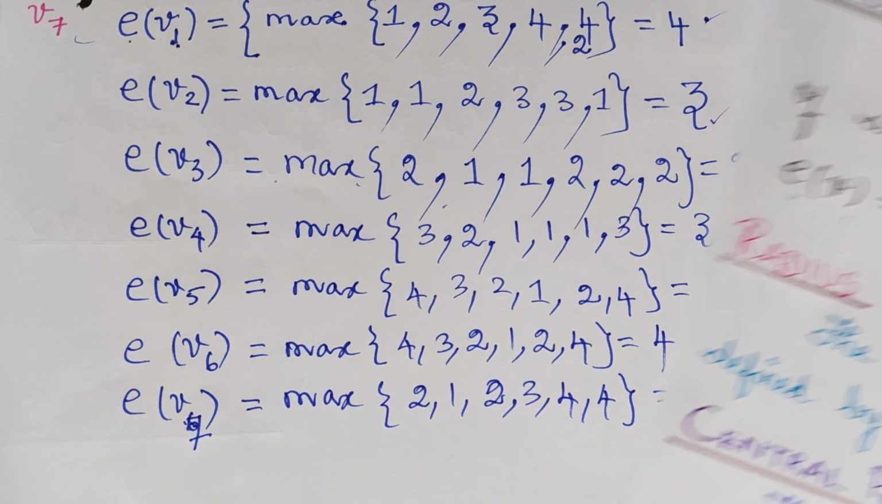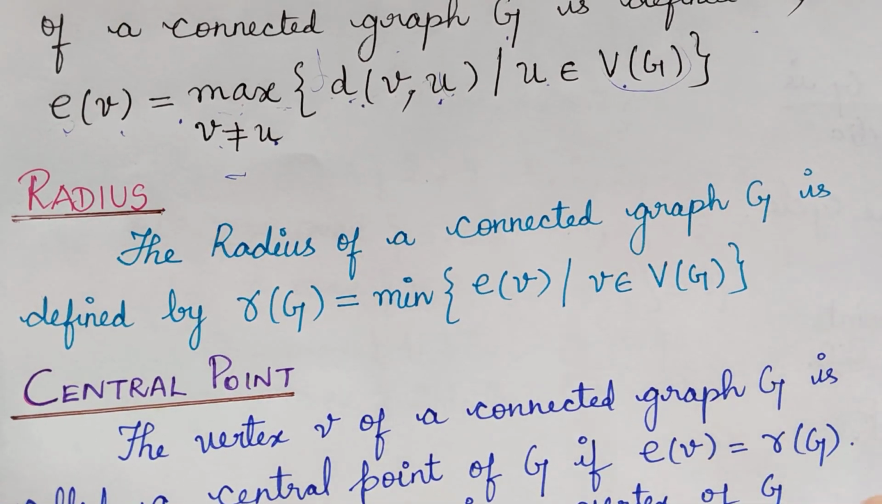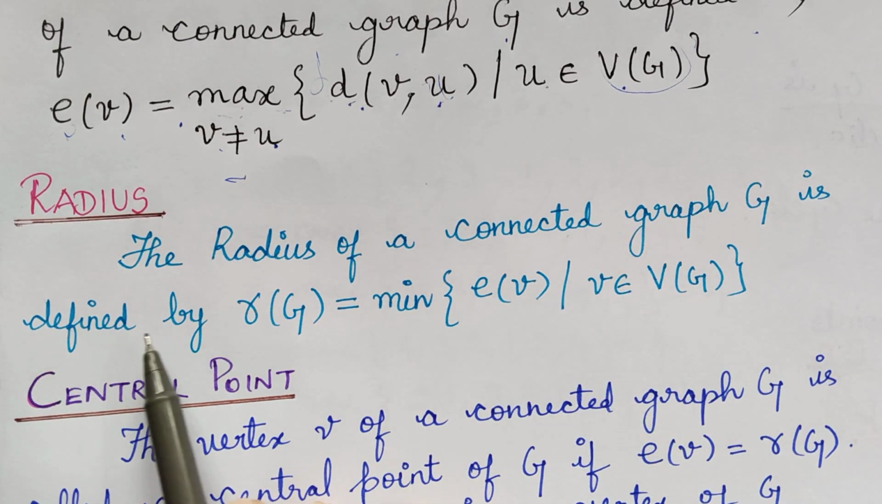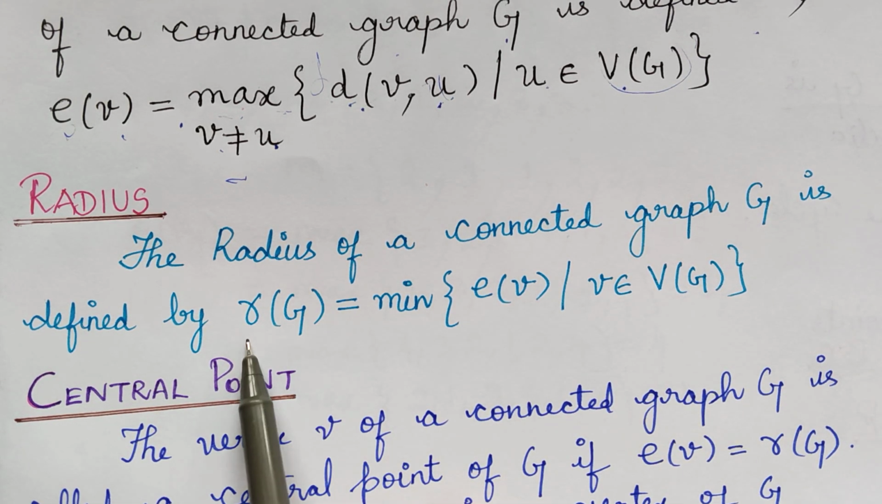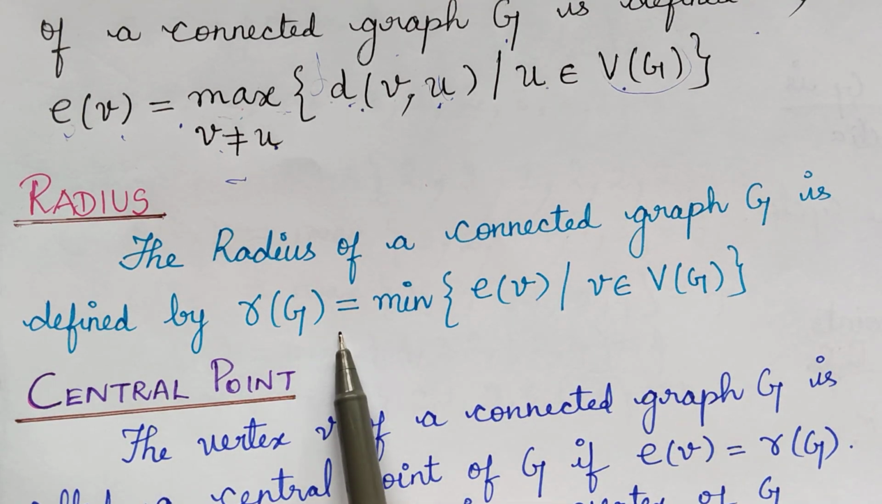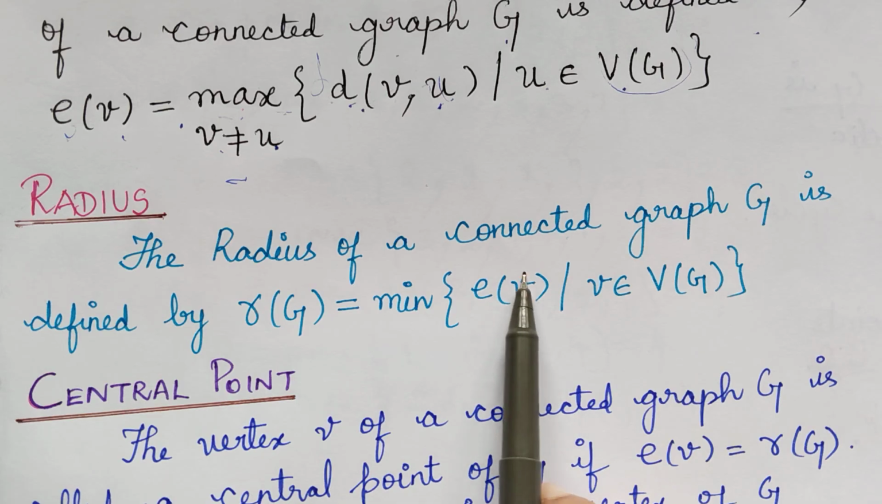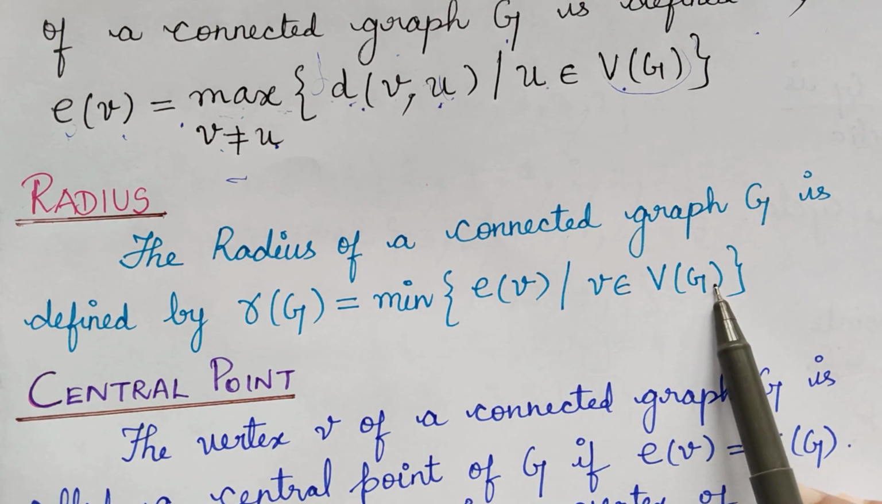Now we shall move on to the next definition. The next definition that we are going to learn is radius. The radius of a connected graph G, represented as r of G, is equal to the minimum of all the values of the eccentricity of all the vertices of the graph G.